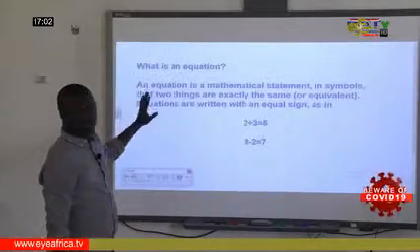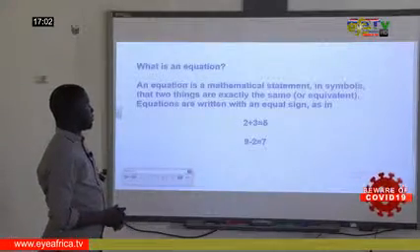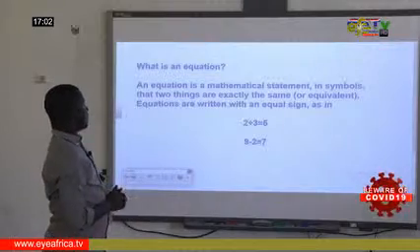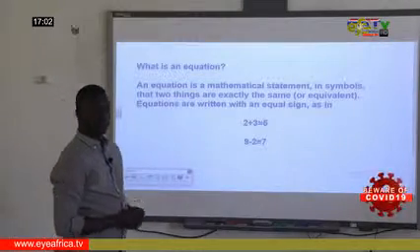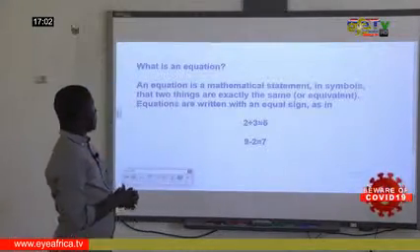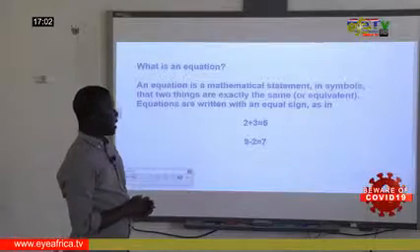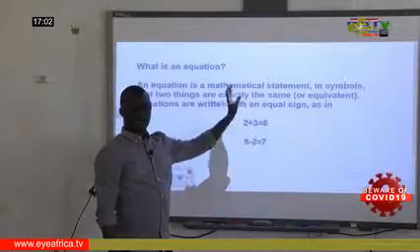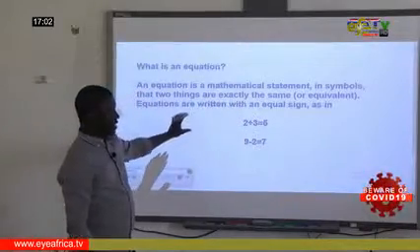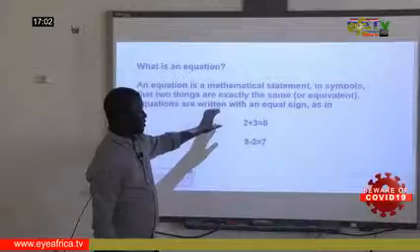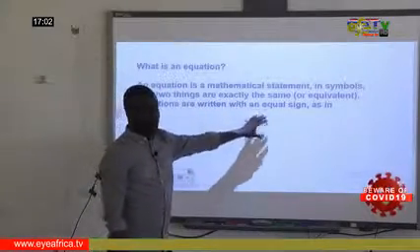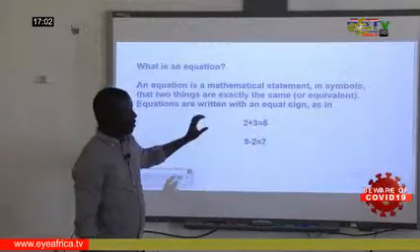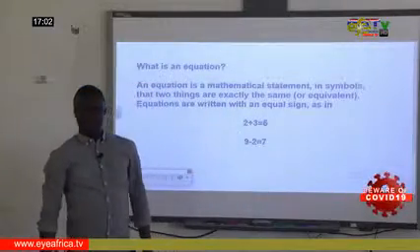What is an equation? An equation is a mathematical statement in symbols that two things are exactly the same or equivalent. Equations are written with an equal sign, as in 2 plus 3 equals 5. This qualifies as an equation because it consists of numbers and an operation, and the existence of the equal sign also qualifies this as an equation.